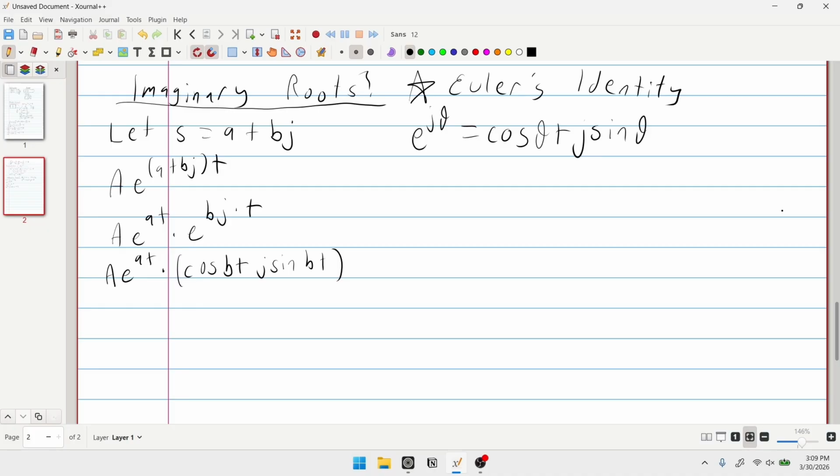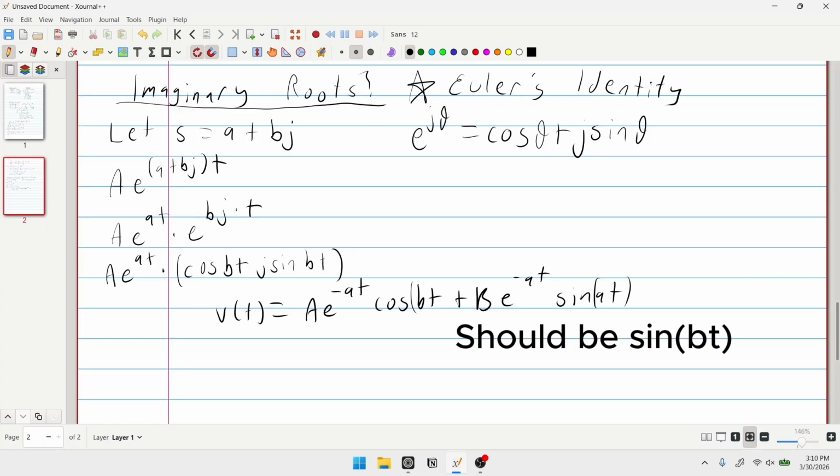So if we continue the math here, if we do it for the other root, then we would get the form v of t equals a e to the negative at cosine bt plus b e to the negative at sine bt. We'll get to what the a and b are in the next part. Okay.